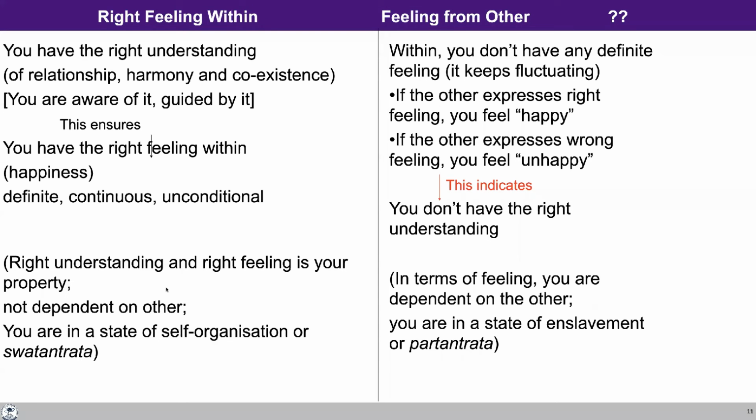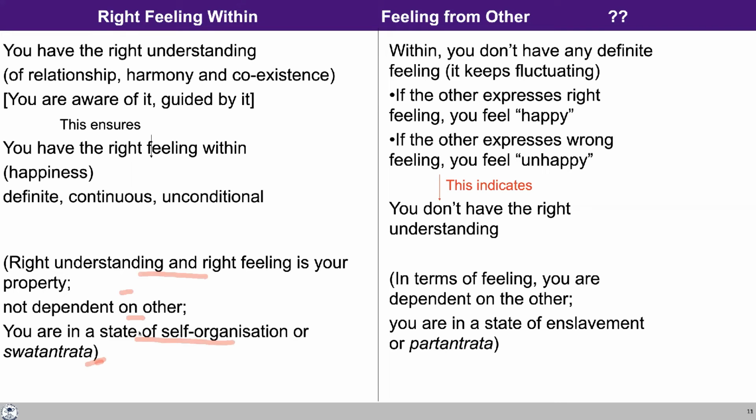And we'll see that right understanding and right feeling is your property now. It is not dependent on the other. And you are in a state of being self-organized, that is Swatantra. So this right feeling gets stated within only with the clarity of relationship, harmony, and coexistence. And then we are not dependent on anything outside for our happiness.